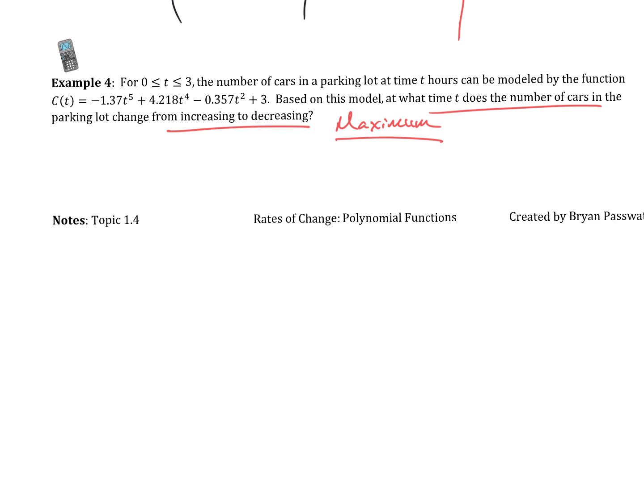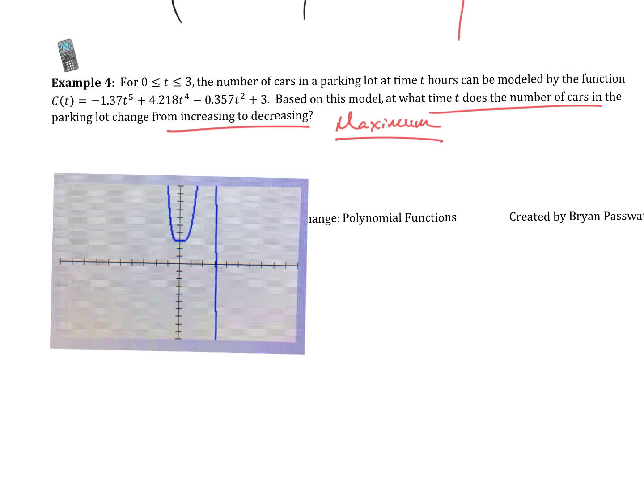All right, and so we need to put this in our calculator to see where it might have a maximum. So let's go. We all have a graph that kind of looks like this. We need to figure out where it changes from increasing to decreasing, which is basically a maximum. So really I'm trying to find where the top of this little graph is right here. I can't see the top of it. Does that bother anybody?